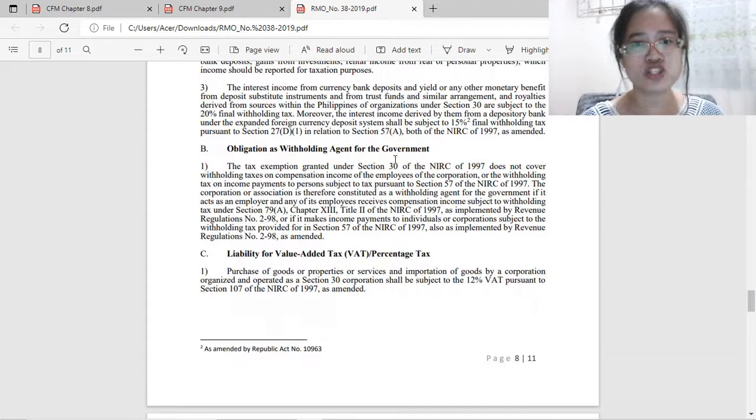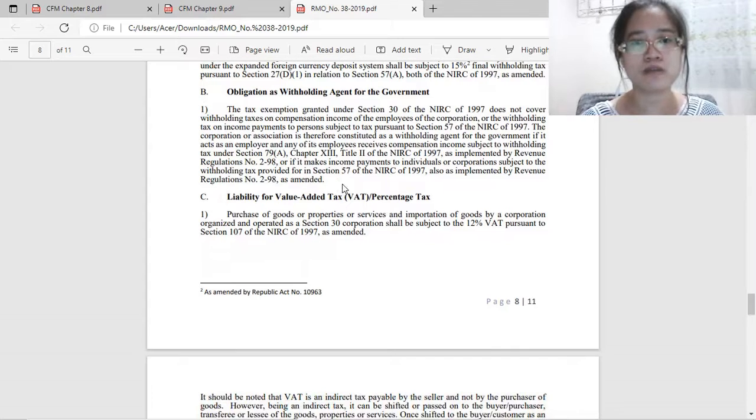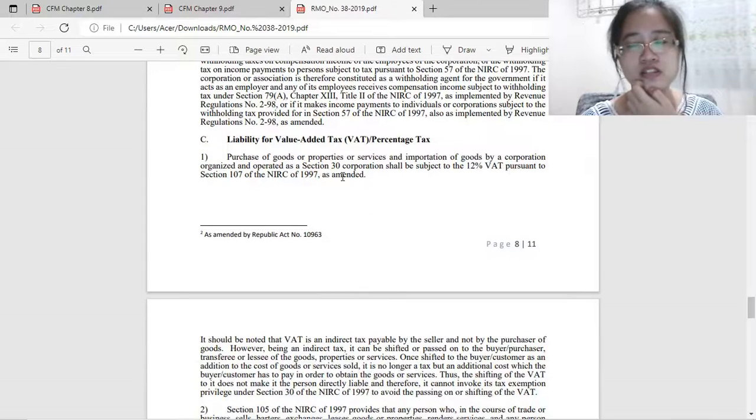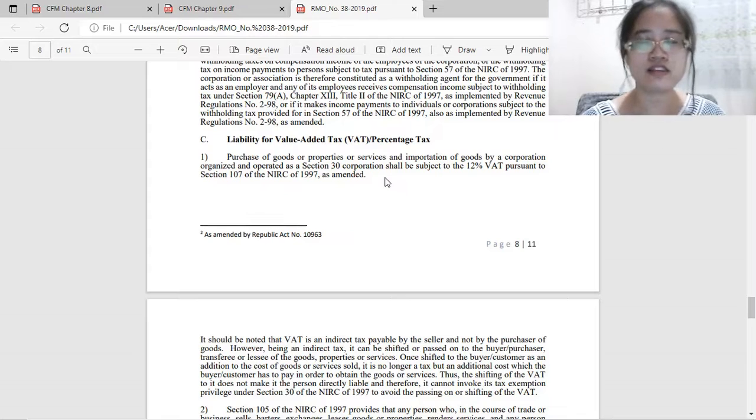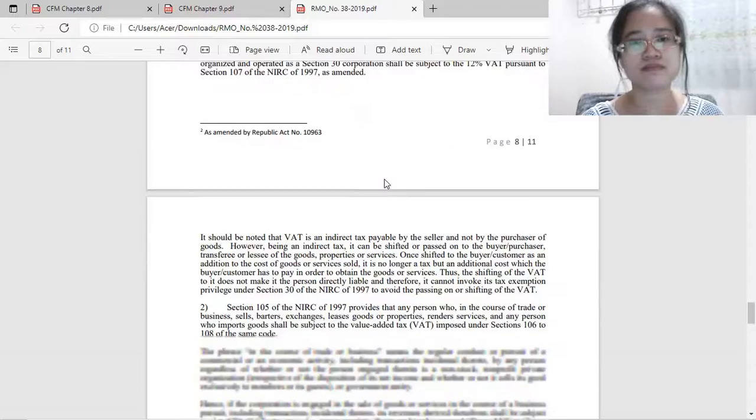Obligations as withholding agent for the government. If there's an obligation to withhold tax from the salaries and wages of the employees, then they would have to remit directly to the BIR the withheld tax. Okay, but only if the workers are subject to tax. If they are not, then there's no need to remit, because there's no liability for it.